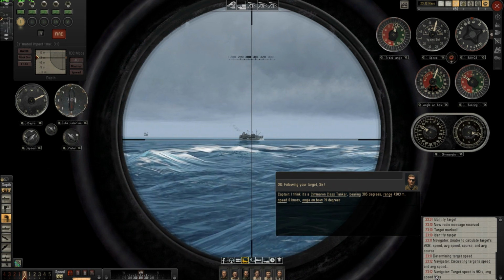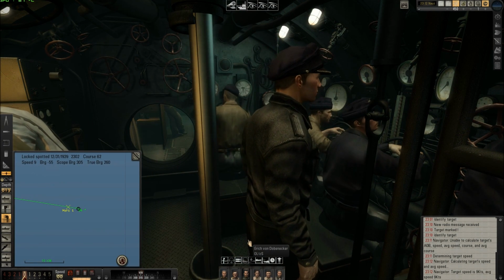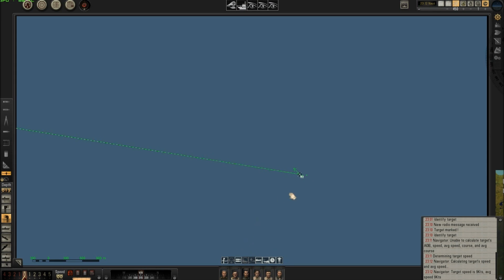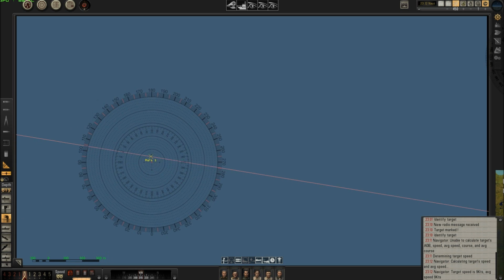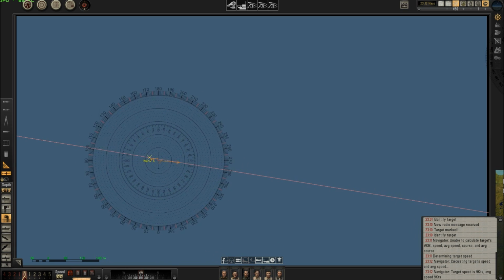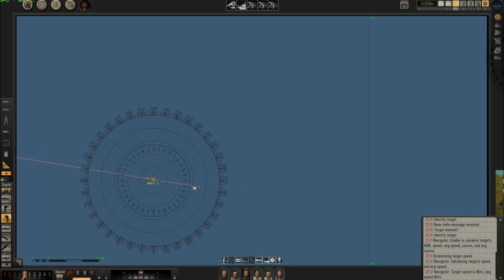Okay, so now I have all the data. I keep in mind the target speed is 9 knots. Now I will go to the navigation map. You see, now I know the angle on bow is 80 degrees, and where the ship was. So I want to find the target course. I take the protractor. I'm going from here, and on this point I go to make an 18 degree angle.